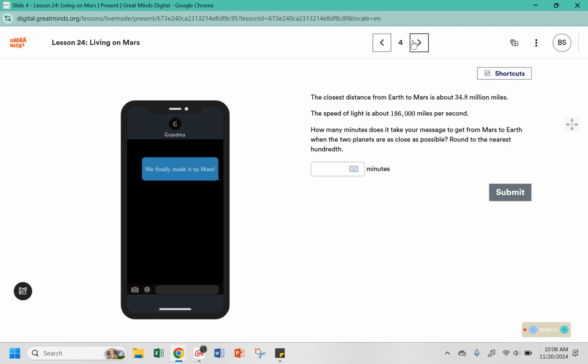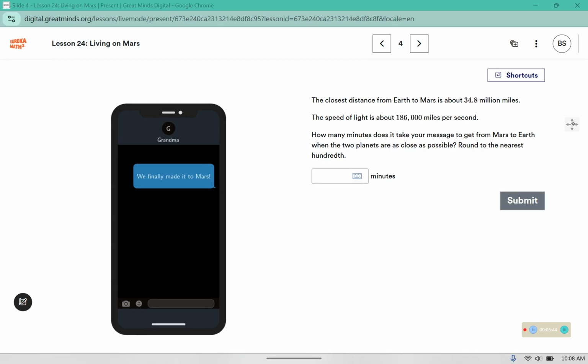It says the closest distance from Earth to Mars is about 34.8 million miles. The speed of light is about 186,000 miles per second. How many minutes does it take your message to get from Mars to Earth when the two planets are as close as possible? Round your answer to the nearest hundredth. So we can write 34.8 million as 3, 4, and then we've got 6 place values after it. And we are going to divide to figure out how many seconds it would take, and then we'll convert it to minutes after. But I don't want to divide by 186,000.